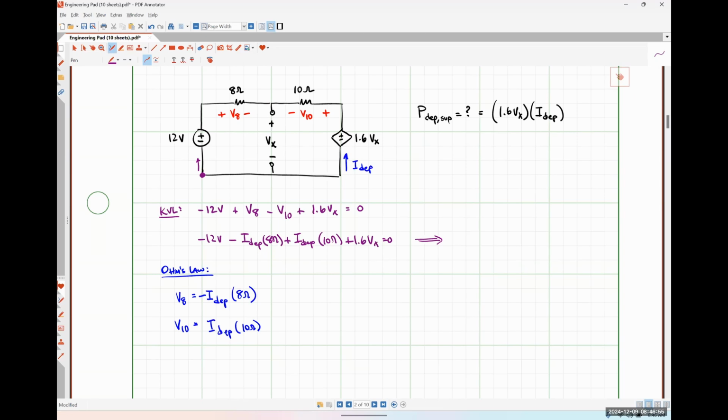So I think we would have I dependent, and I'm going to have positive 10 minus 8, so that's just going to leave me with 2 ohms. I'm just going to write a note up here. That's 10 ohms minus 8 ohms, plus 1.6 Vx is equal to 12 volts. My algebra okay? I am notoriously bad at algebra, so there's a distinct possibility it isn't.